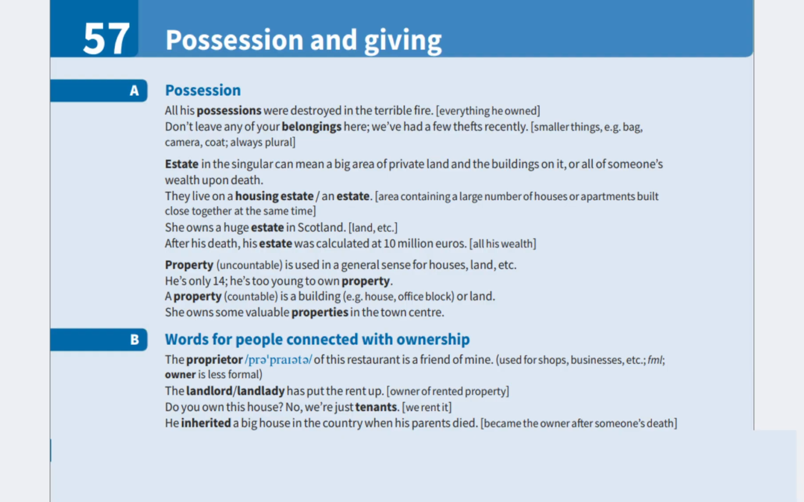People who rent and live in a house or flat are called tenants. For example, do you own this house? No, we are only tenants. To inherit something means to become its owner after another person dies. For example, he inherited a large house in the country when his parents died.